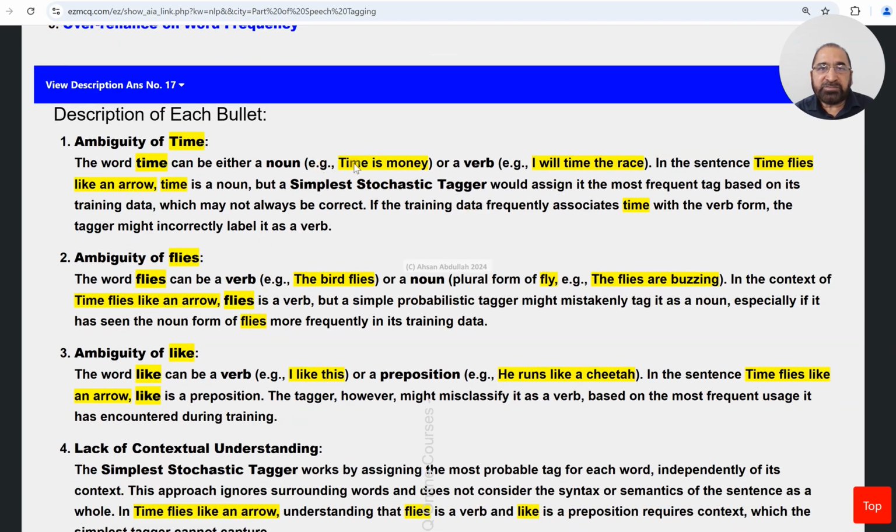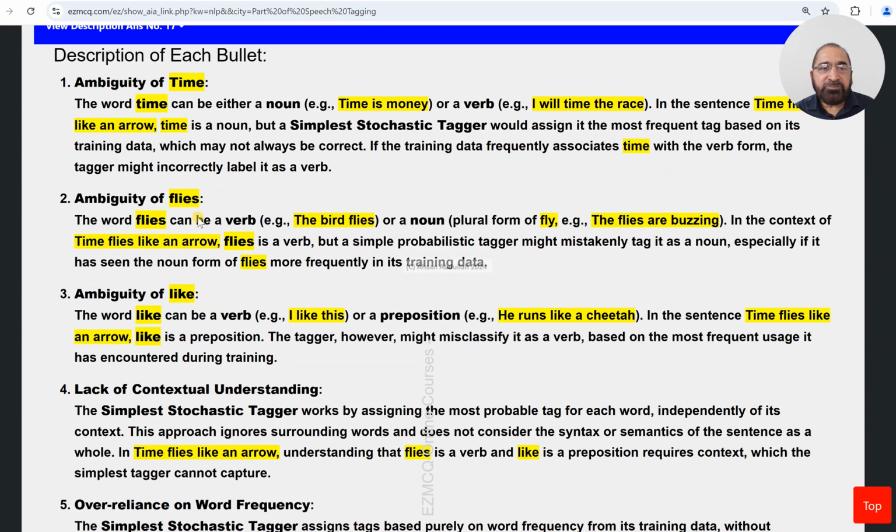So, ambiguity of time: time is money. Over here, time is a noun, and in the verb example, I will time the race, it is a verb. Time flies like an arrow. For the simplest tagger, this would be kind of difficult. Then the ambiguity of flies: the bird flies is a verb, and the flies are buzzing, the flies are like an insect.